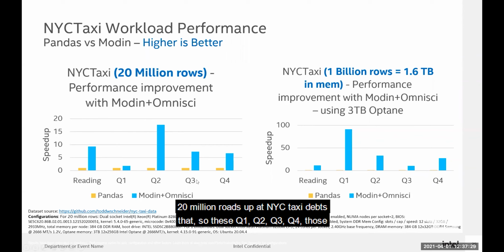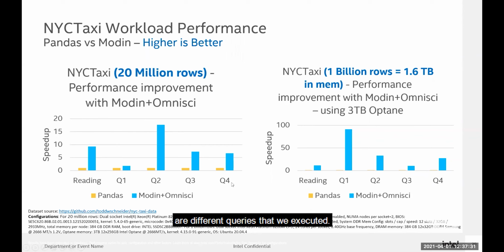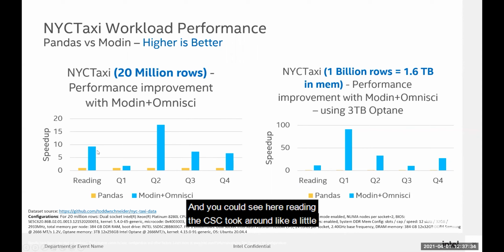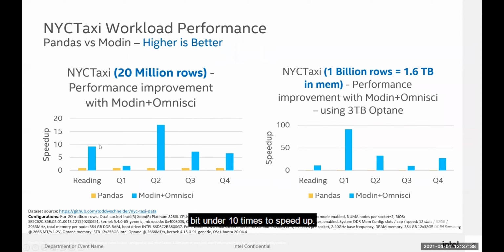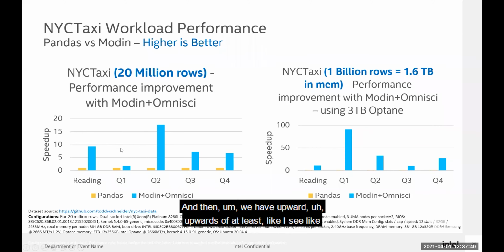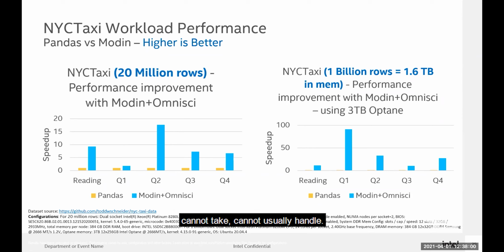So these Q1, Q2, Q3, Q4, those are different queries that we executed. And you can see here reading the CSV took a little bit under 10 times the speed up. And then we have upwards of at least I'd say that's 17 times, depending on the query. But no matter what, Modin and OmniSci are running much faster than stock Pandas. Now, let's look beyond that. Modin has a lot of power that stock Pandas cannot usually handle.